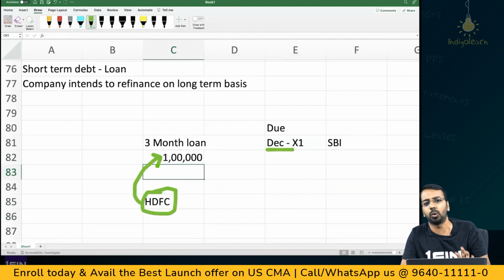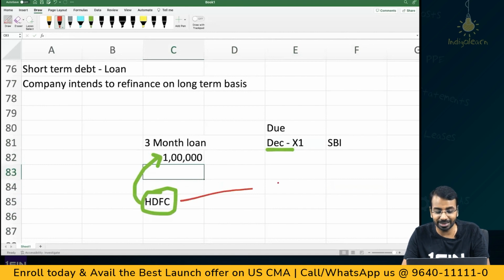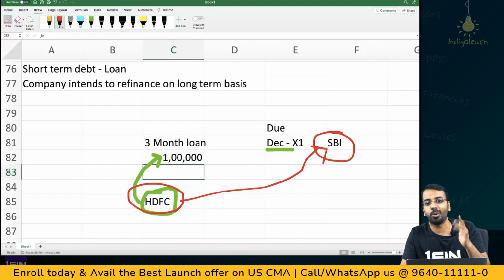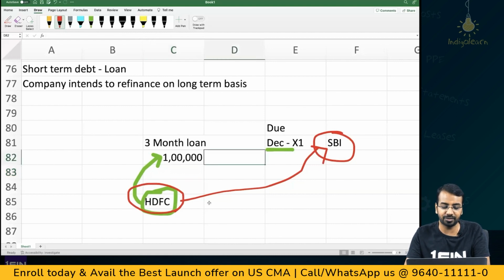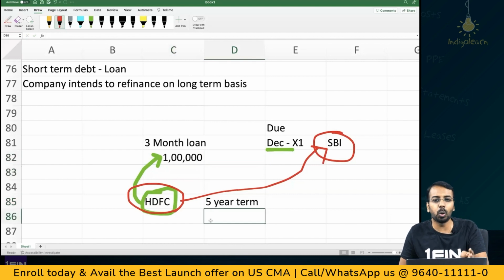Refinance means take over this loan. So what will HDFC do? HDFC will pay the amount to SBI, and now it becomes a new loan by HDFC to the company. And let us say HDFC has agreed to a 5-year term. Now, strictly speaking, a loan which is due in 3 months' time is a short-term loan and a current liability. Correct? Now, if I have got it refinanced, a new loan, a balance transfer for a 5-year term, then it will not be a current liability, but a non-current liability.